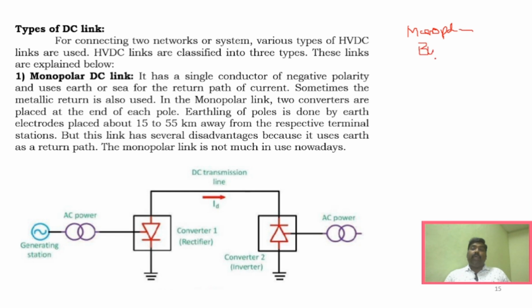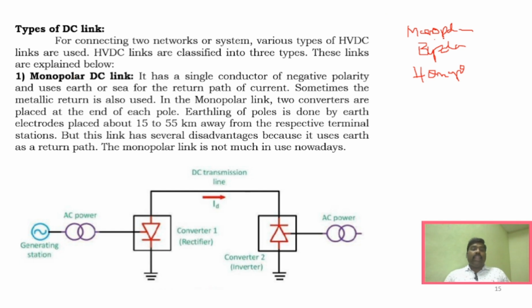Another one is bipolar DC links. Another one is homopolar DC links. And these are named after the use of conductors, right? So we'll see one by one.